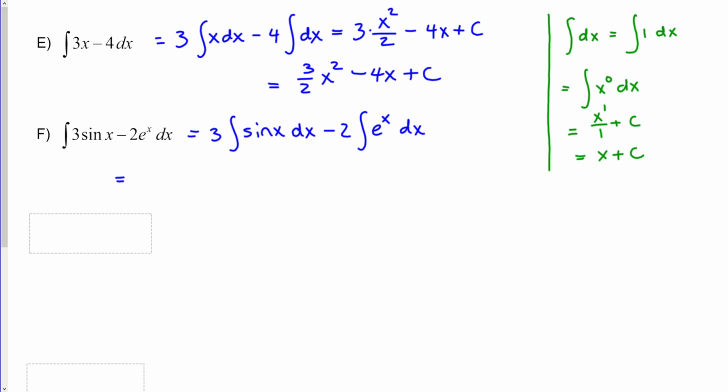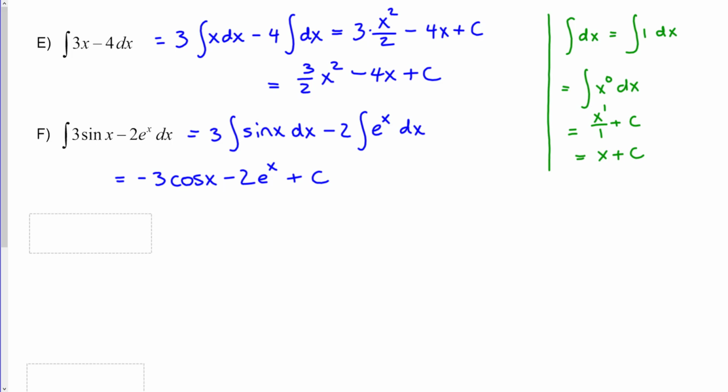This then would be negative 3 cosine x minus 2. The nice thing about e to the x is that it's its own antiderivative. So it's just going to be minus 2 e to the x plus c.